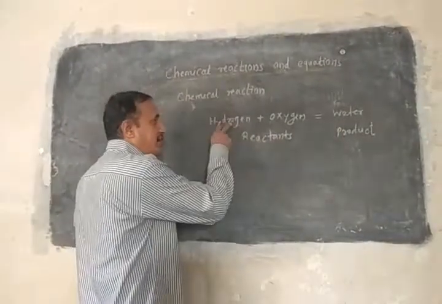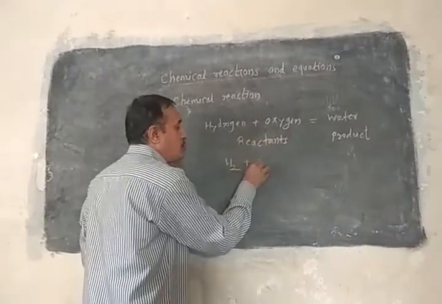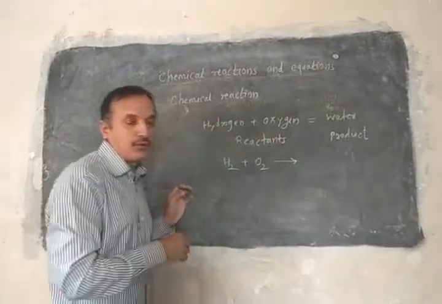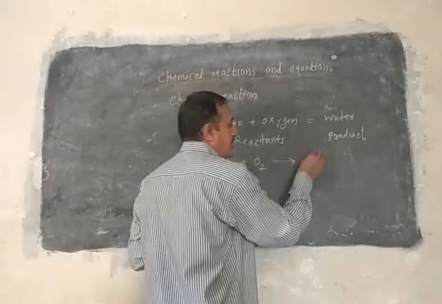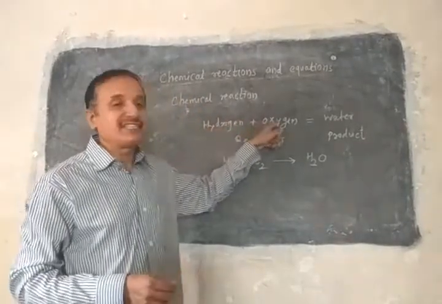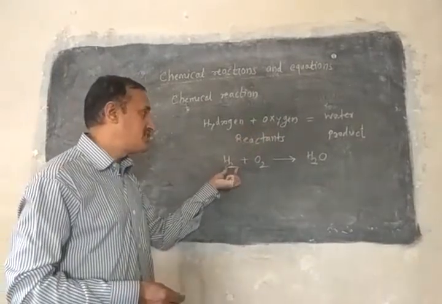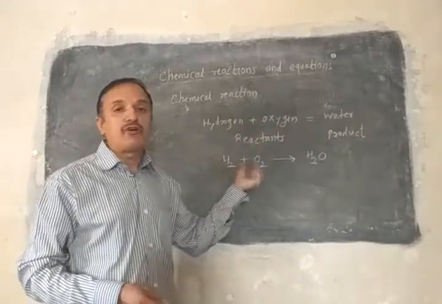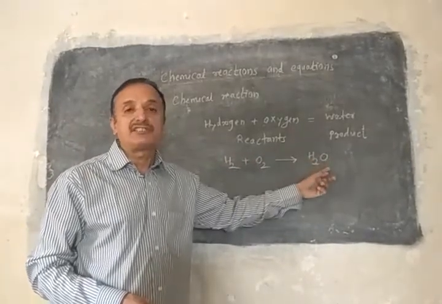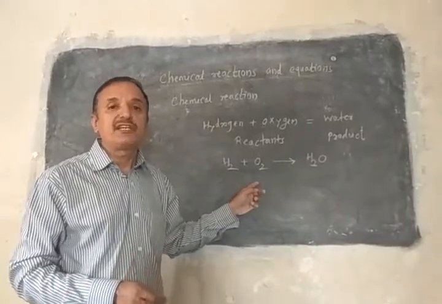For example, for hydrogen we have H2, for oxygen we have O2, then the arrow, and then water, we have H2O. So the same chemical reaction is represented with the help of the chemical formula of hydrogen, the chemical formula of oxygen, and the chemical formula of water. This representation is called a chemical equation.